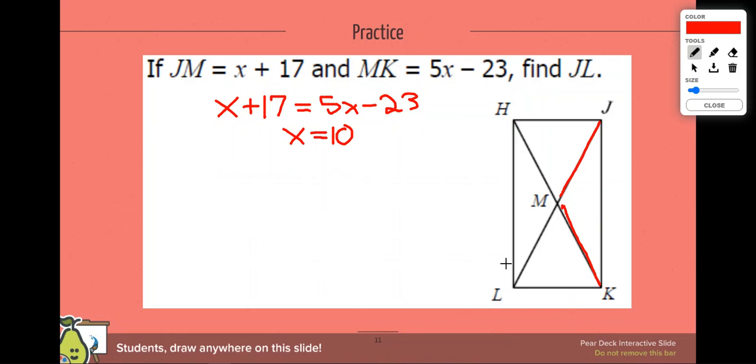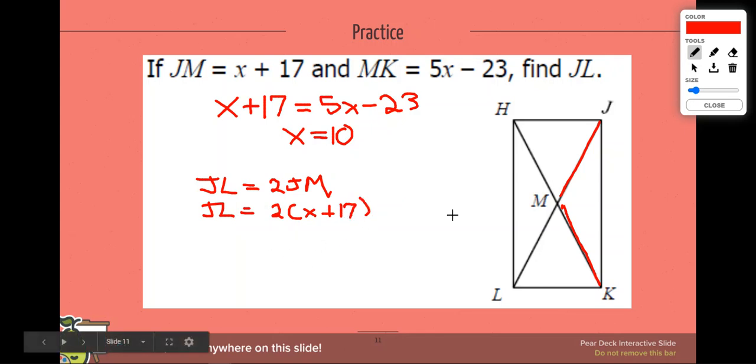Okay, JL was the entire length of a diagonal. So there's a couple ways you can do this. You can add together the two halves, or you can take one of the halves and multiply it by 2. I'm going to take one of the halves and multiply it by 2. So I know that JL is going to be equal to 2 times JM, right? So JL is equal to 2 times x plus 17.